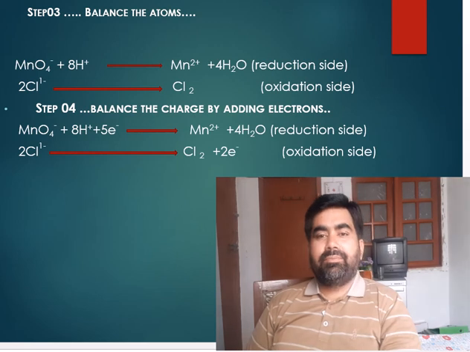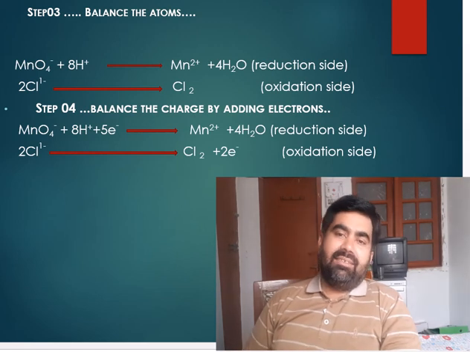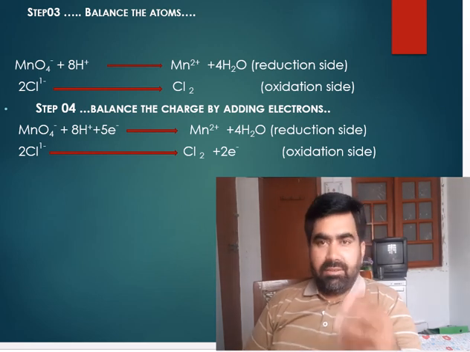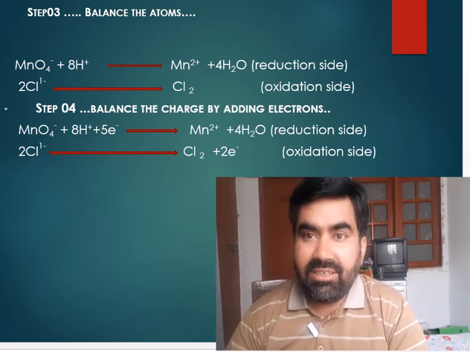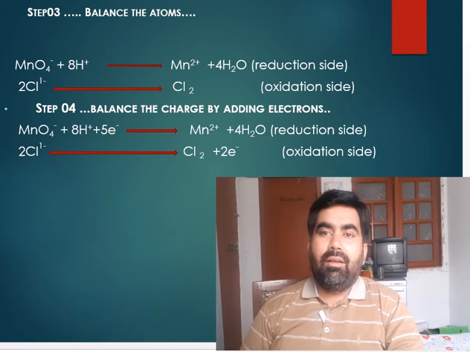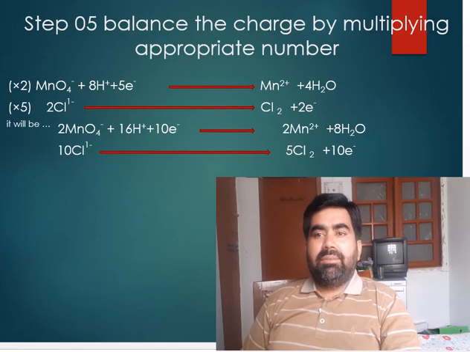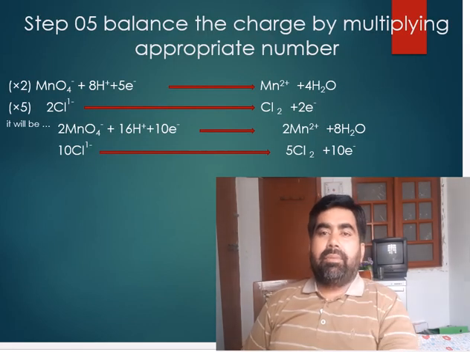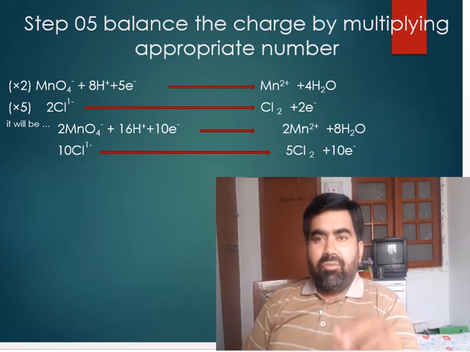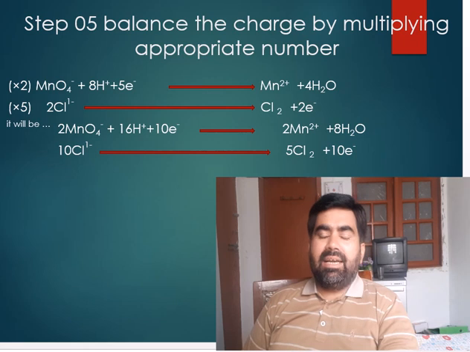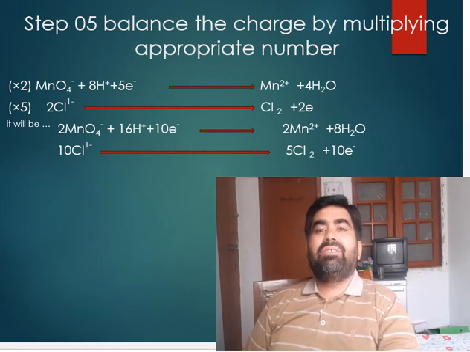Second portion of the equation. On the reactant side, 2 chlorine ions are present, so 2 negative charges are present. On the other hand side, we have to add 2 electrons to balance those 2 negative charges. Now we have to multiply our equations with an appropriate number. That appropriate number definitely could be 2 and 5. Why? When we multiply both opposite sides with 2 and 5, we will have the same number of electrons on each side of the equation.